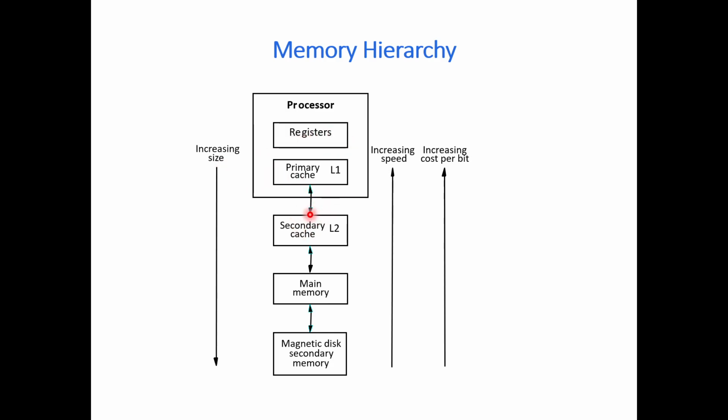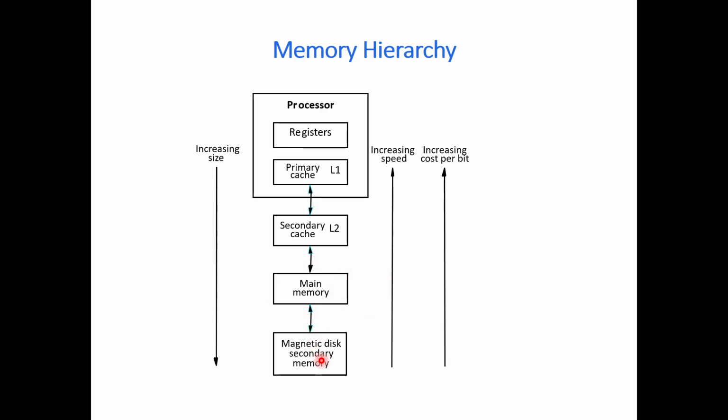We can have two different kinds of cache memory, maybe L1 cache or L2 cache. It's for increasing the speed of the computation. And the third one is main memory. It's a volatile memory. Whatever program you have to execute is going to be loaded into the main memory.